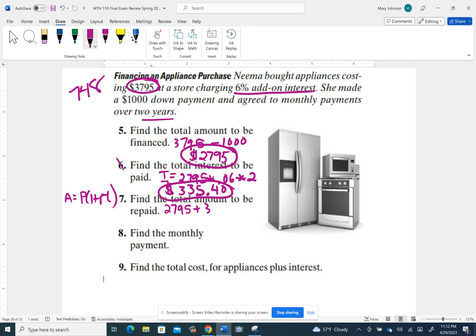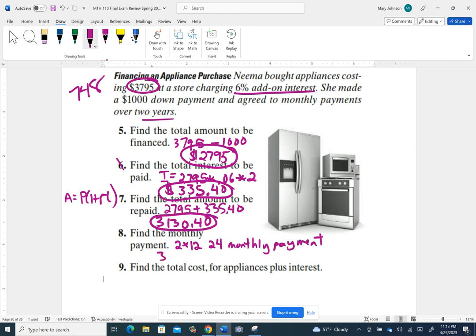Let me write that better. 335.40. So I'm going to take the 2795 plus the 335.40. So she's going to have to pay back the loan amount plus interest. So that would be the amount she'd have to repay. The monthly payment depends on how long she's doing this. She's keeping the money for 2 years, and there's 12 monthly payments. So that's 24 monthly payments that she's going to make.